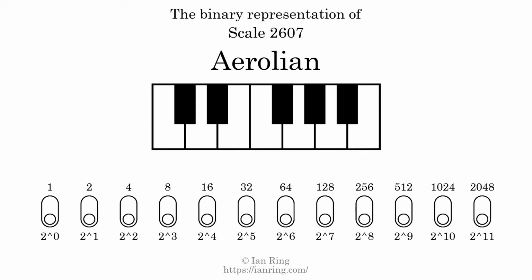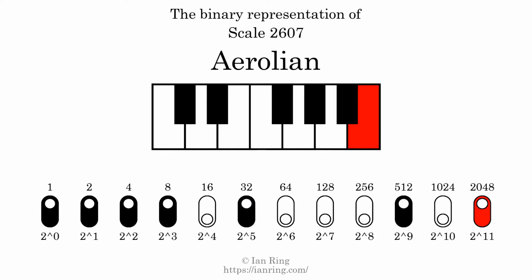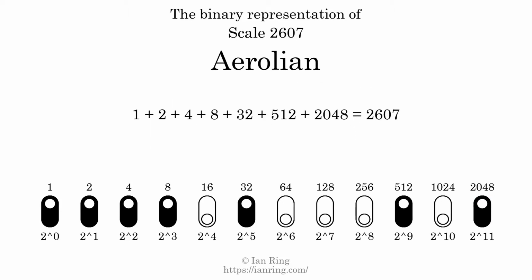The binary representation of this scale is determined by mapping tones of the scale to binary digits. Each binary digit represents a power of 2. To get the scale number, we add the powers of 2 together. The powers of 2 that are present in the scale, all added together, equals 2607. That is why the scale number, in decimal, is 2607.